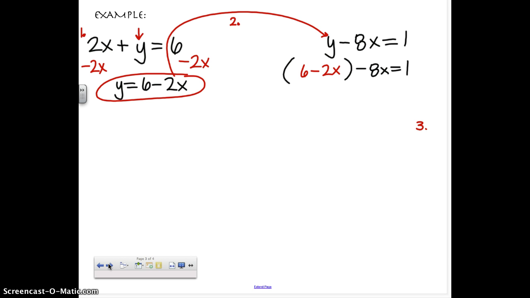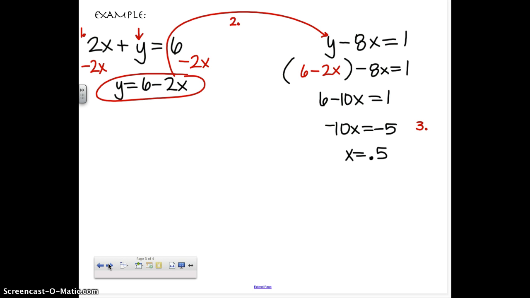I'm going to solve this equation. Third step is solve. 6 minus 2x minus 8x. Well, that's 6 minus 10x equals 1. Keep solving. I'm going to subtract 6 from both sides. Negative 10x equals negative 5. You are going to be very careful as you divide. X equals 0.5. Step 3 is solve.